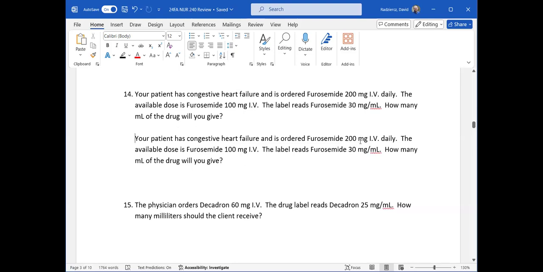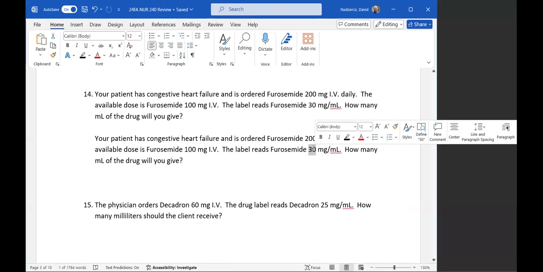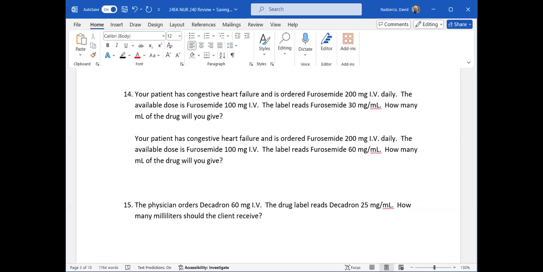Okay. So for this one, I'm just going to change up a couple things. Let's say it's 60 milligrams per milliliter. Let's say the order is 150. Available is, let's leave it at 100.